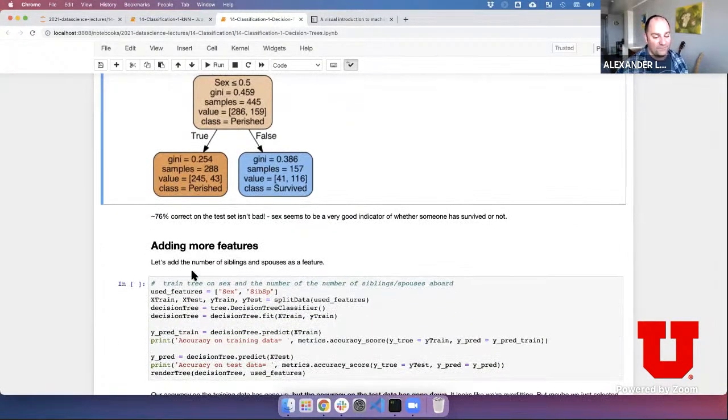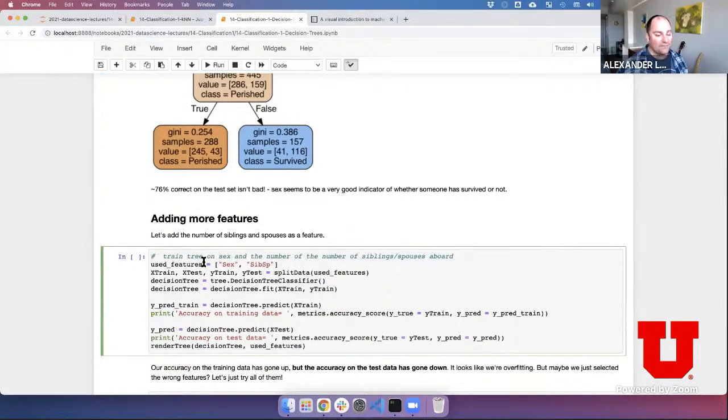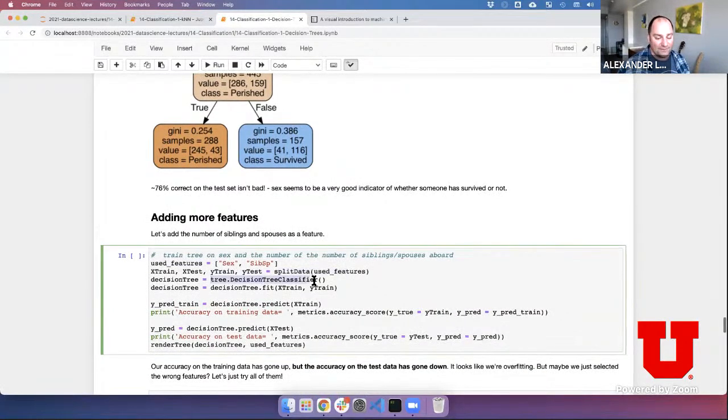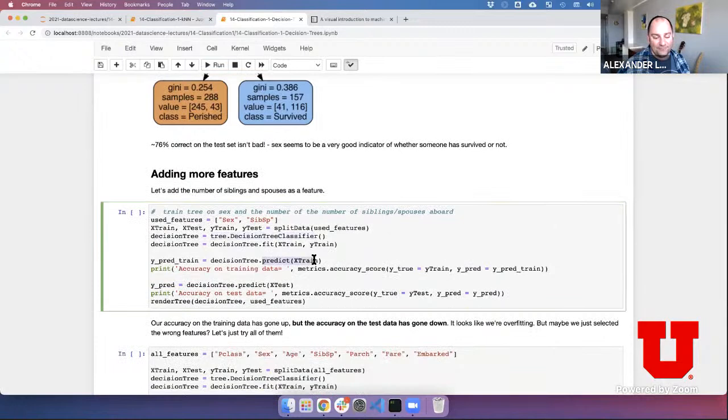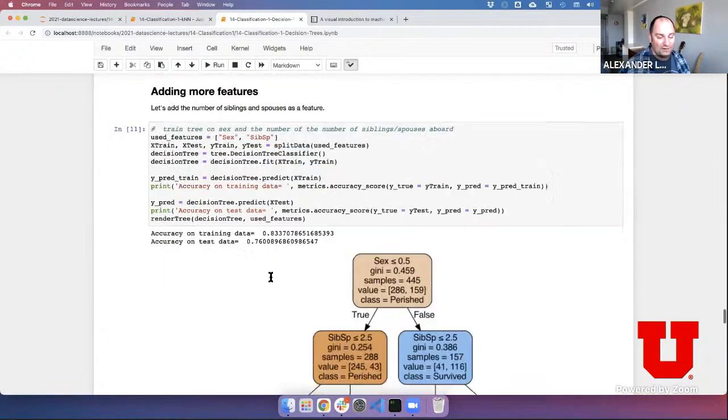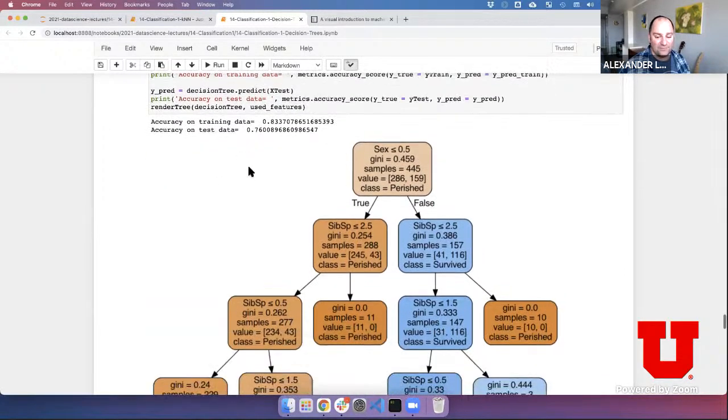Now let's add more features. We can add the number of siblings and spouses as features. Here I'm just extending the used features, which I'm using for my split function. Then I'm running my decision tree classifier with my training attributes and my training labels. And then here I'm predicting, and then I'm just doing the metrics and rendering the tree.